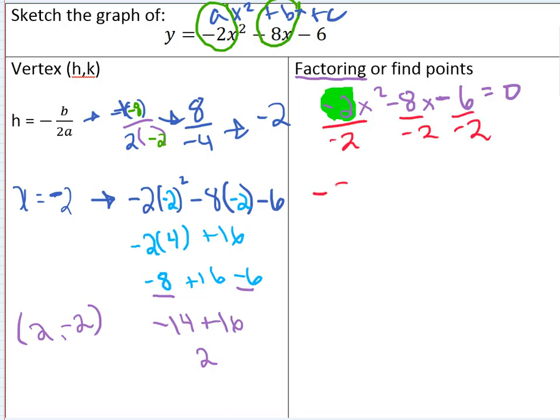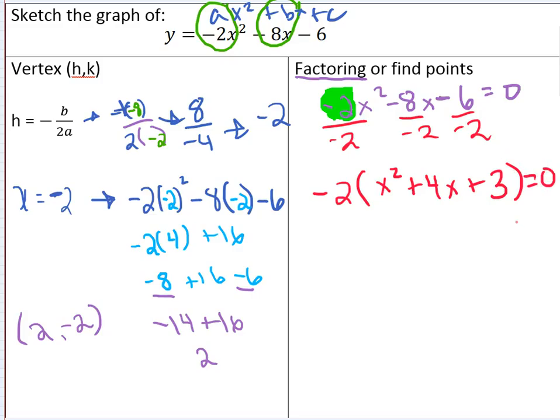Okay, so I have a negative 2 on the outside. Then we have negative 2 over negative 2 is just 1, so I have x squared. Negative over negative is a positive. 8 over 2 is 4x. Negative 6 over negative 2 is positive 3. We equal it to 0.